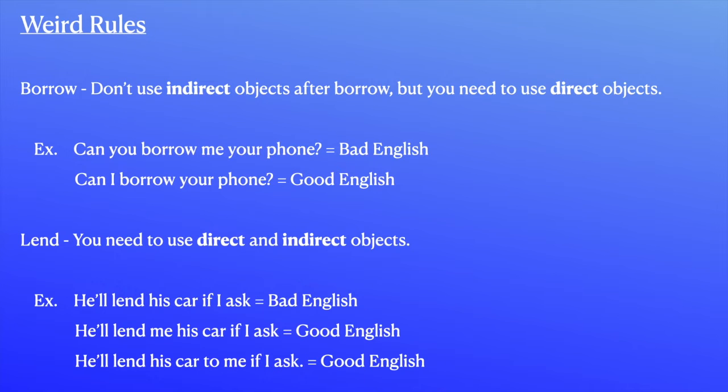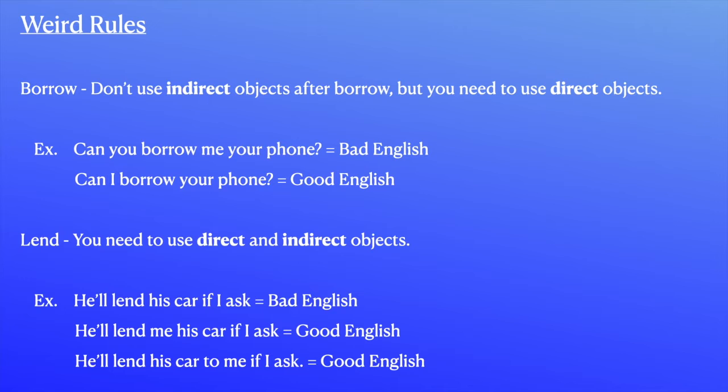Now, here are some of the weird rules that these have. Borrow doesn't use indirect objects, but it does use direct objects. If you're not sure about direct and indirect objects, simply direct object is exactly the object you're talking about. The indirect object is usually another object that maybe receives or gives it. So, can you borrow me your phone? Ugh, that's bad English because that includes the indirect object, me. Can I borrow your phone? That is good English. We are not using the indirect object there. But notice in both we do use direct objects.